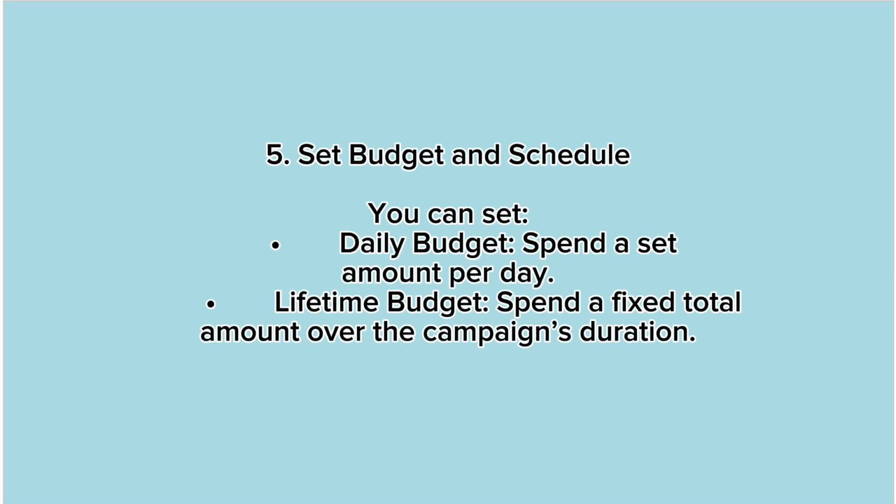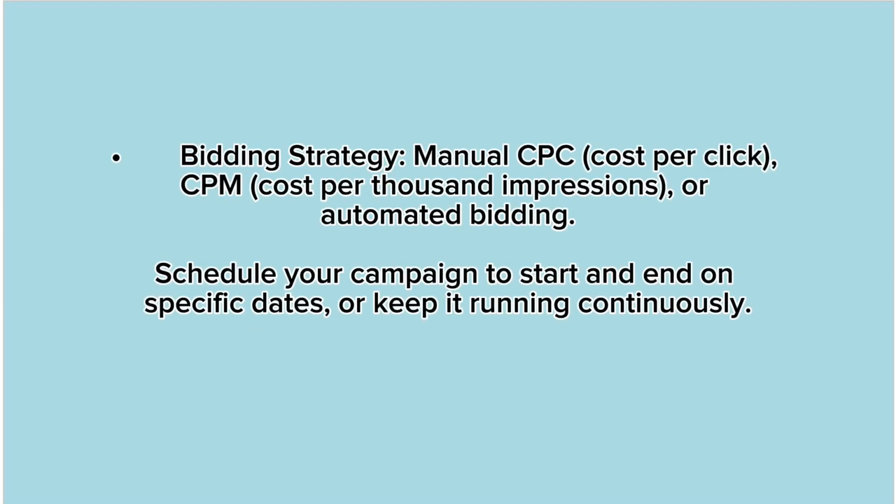5. Set budget and schedule. You can set daily budget, spend a set amount per day; lifetime budget, spend a fixed total amount over the campaign's duration; bidding strategy, manual CPC, cost per click, CPM, cost per 1,000 impressions; or automated bidding. Schedule your campaign to start and end on specific dates or keep it running continuously.